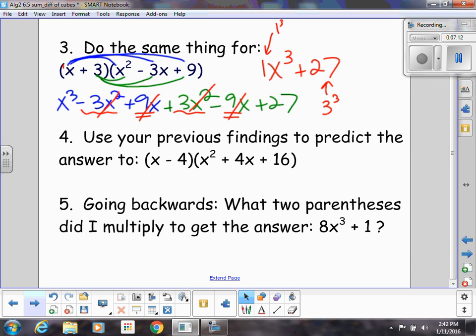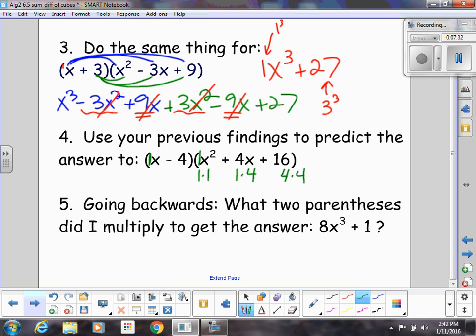So if I had to guess what this one would be, do you notice how this is 1 and this first one is 1? So this is the same thing as 1 times 1. And 16 is the same as 4 times 4. And the middle one is the same thing as 1 times 4. So I'm seeing that same pattern.